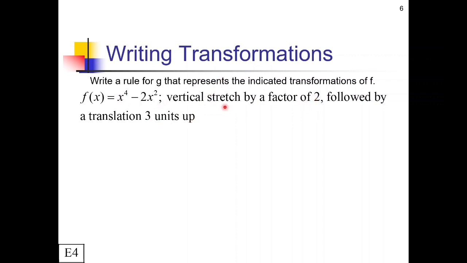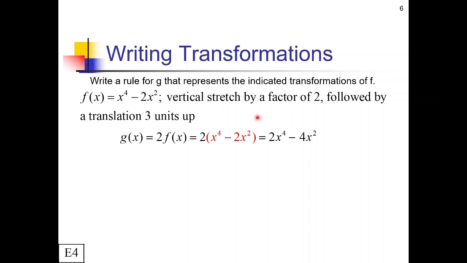So we're going to take these one transformation at a time. I'm going to start by making a g function to do this vertical stretch by 2. So g is going to be 2 times the f function. So 2 times x to the 4th minus 2x squared. Distributing that, I have 2x to the 4th minus 4x squared. So I'm calling this the g function.